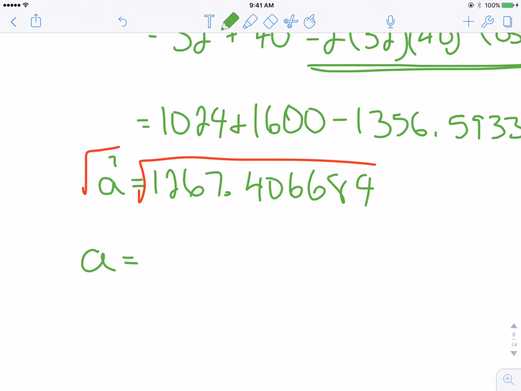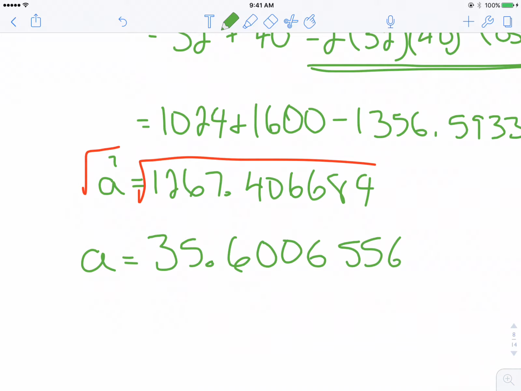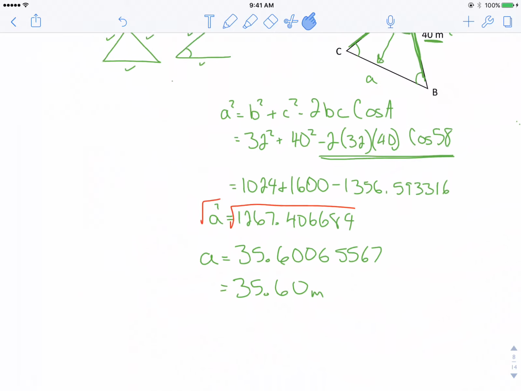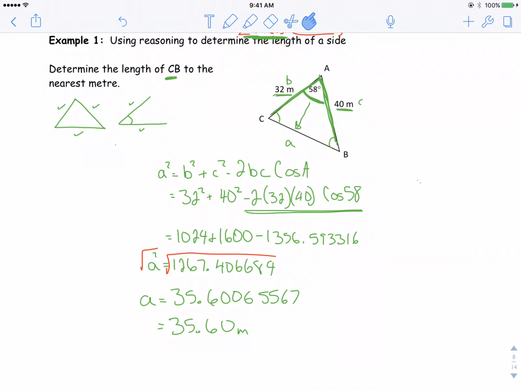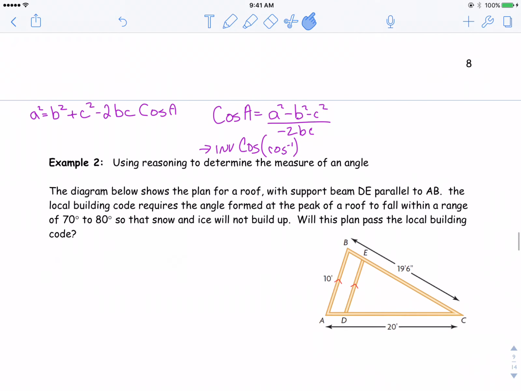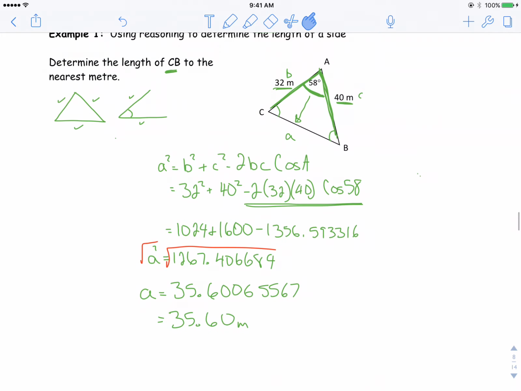Giving us a is equal to 35.600655567, or 35.60, and in this case meters. So that's using cosine law to find a missing side. And I believe that example 2, which will be the next video, is cosine law trying to find a missing angle. So yep, it is.